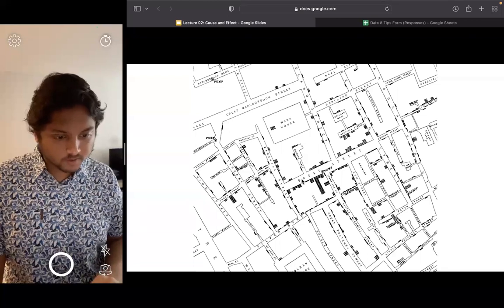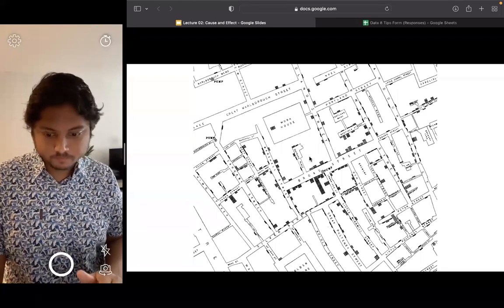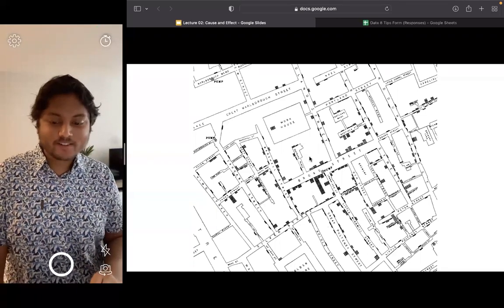This is just a zoomed in view, so you can see it in a little bit more detail. Moral of the story: get your own pump.